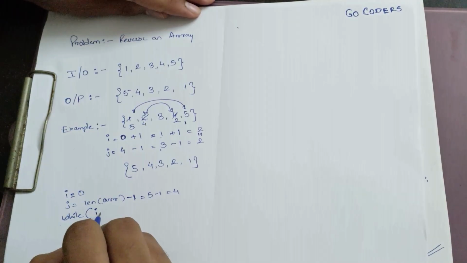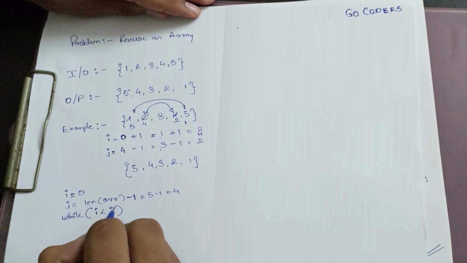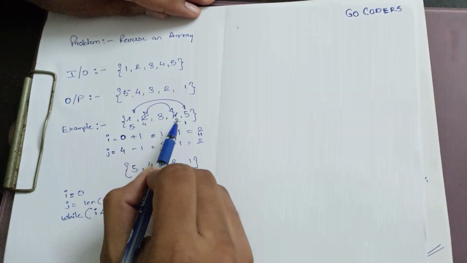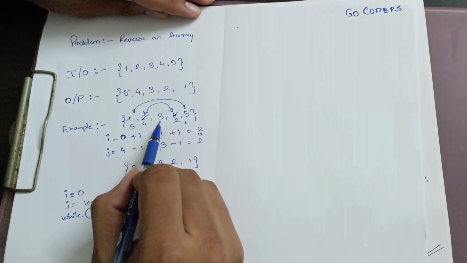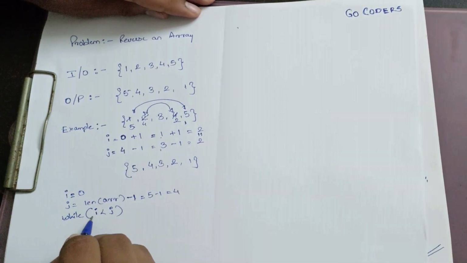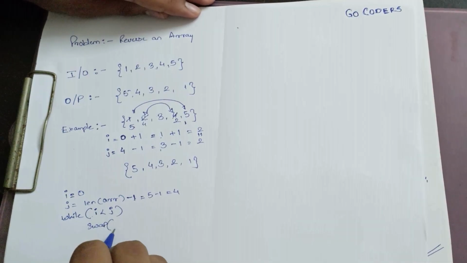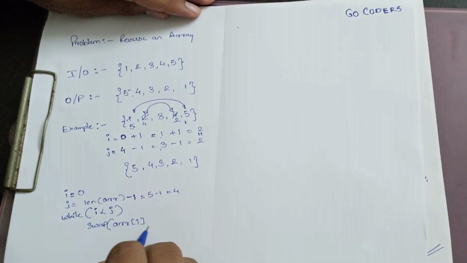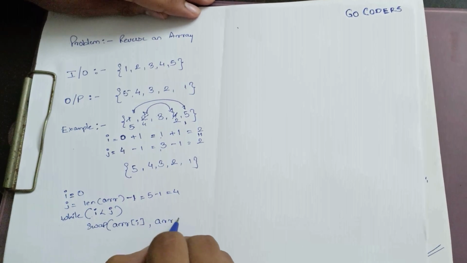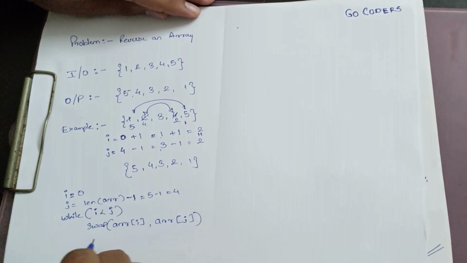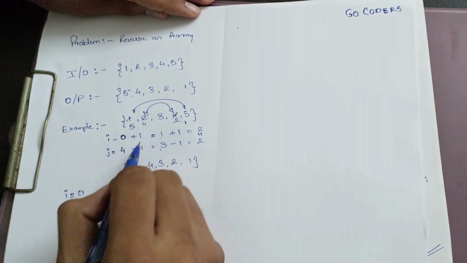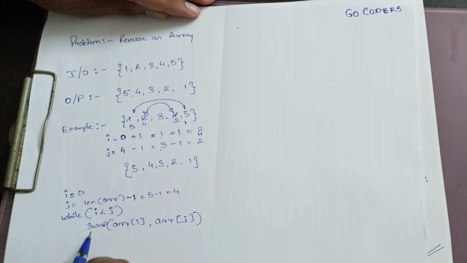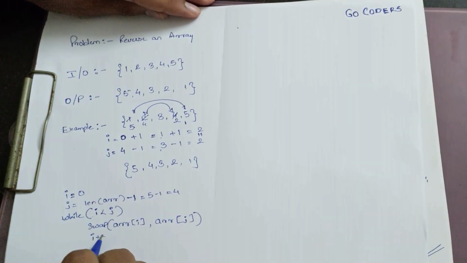Then while i is less than j, because once i was equal to j we stopped, what we did, we swapped the element at i with the element at j. After that, we incremented i by 1 and decremented j by 1. i plus plus, j minus minus.